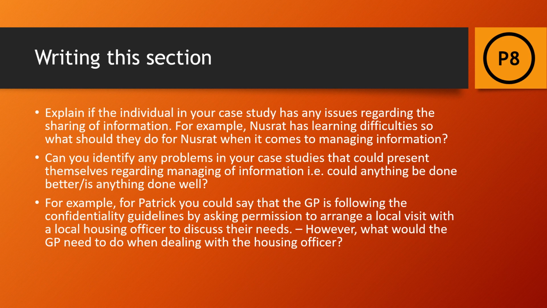So as we move on to writing this section, a few points to consider. The first thing to do is talk about your individuals. Talk about confidentiality, what's going on, but talk about your individuals. What is their situation? What information do they hold, or who holds what information on them, and what information is confidential? So with Nusrat, we know she has learning difficulties and epilepsy. This is important information about her mental and physical health. So who is going to need to hold that? Who's going to have that information? Who's important to know?